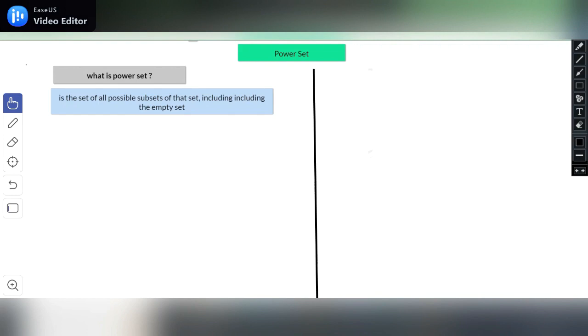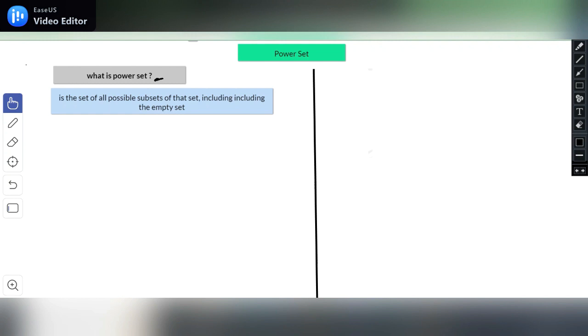So in this lesson we are going to talk about the power set. What is a power set? A power set is the set of all the possible subsets of that set, including the empty set, right?